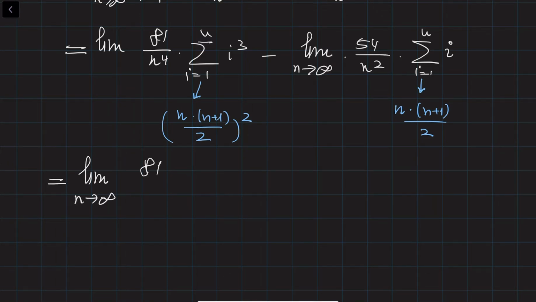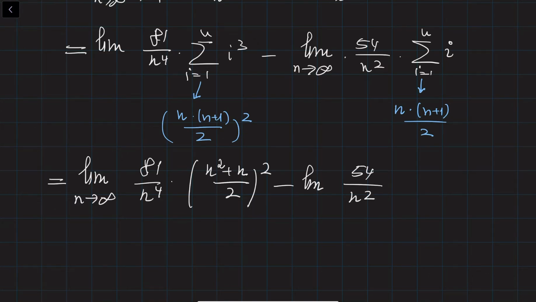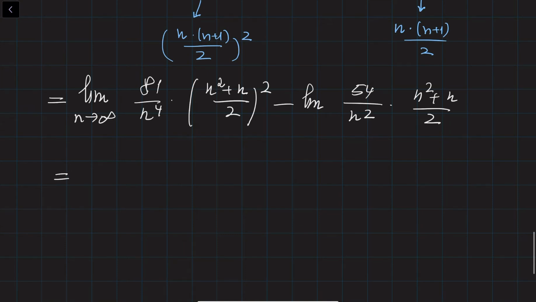So the limit of 81 divided by n to the power of 4 times the sum of n squared plus n divided by 2, minus the limit of 54 divided by n squared times the sum of n squared plus n divided by 2. Okay, so let's evaluate this limit.